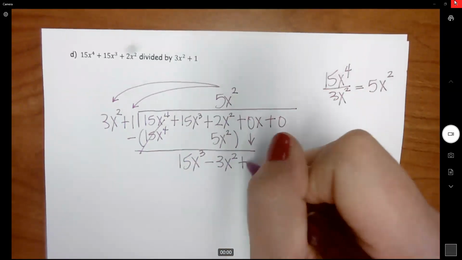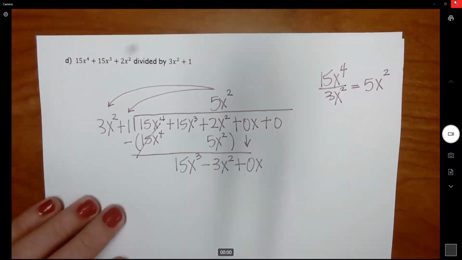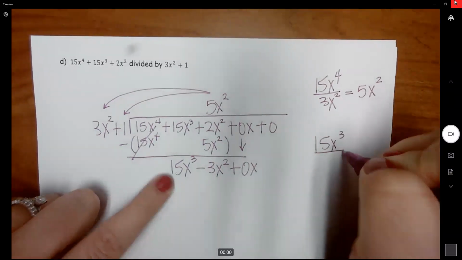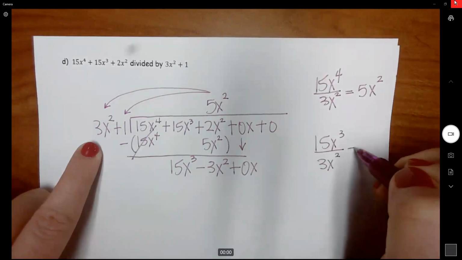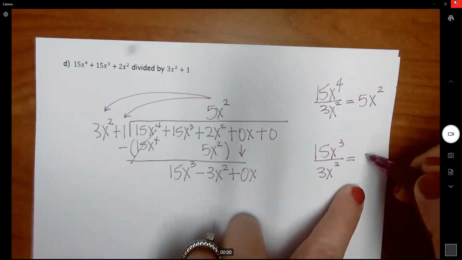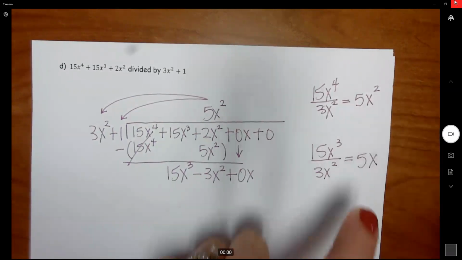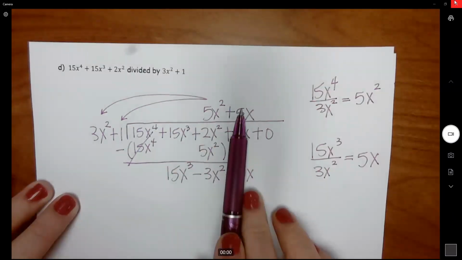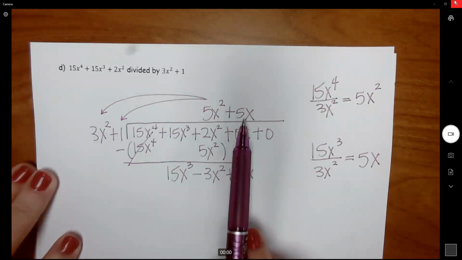Okay, so let's bring down our next one, which is 0x, and continue. So first term here divided by first term here. 15 divided by 3 is 5. X cubed divided by x squared is x. So we have plus 5x above my x's, and distribute and line up your like terms.